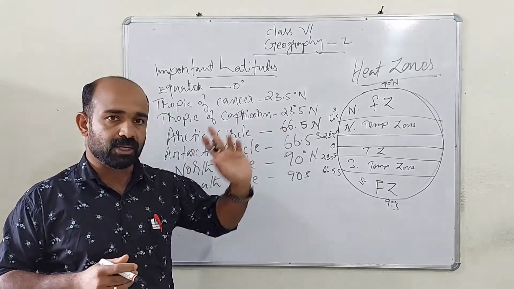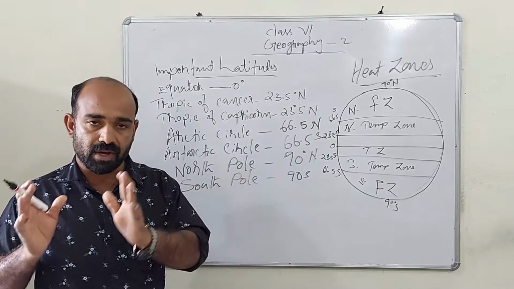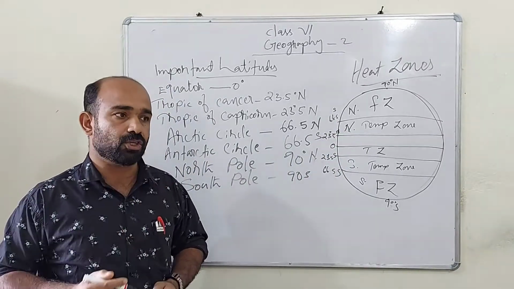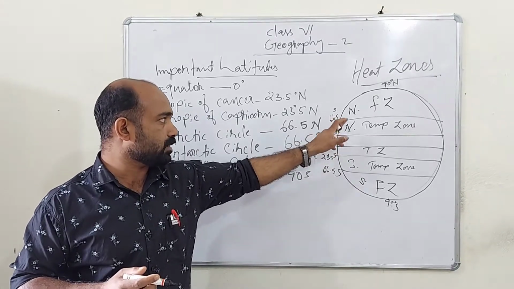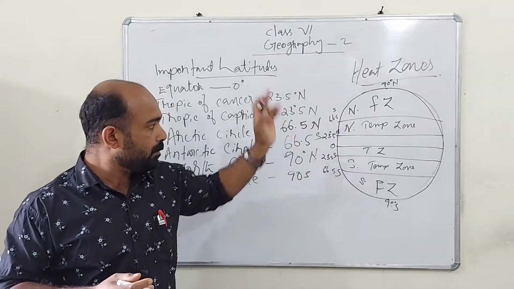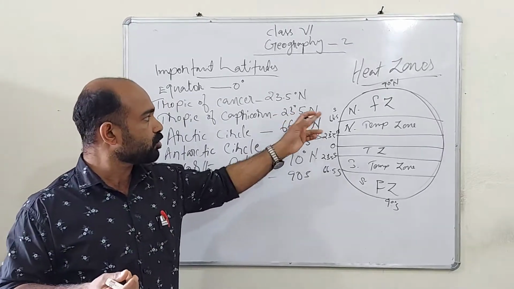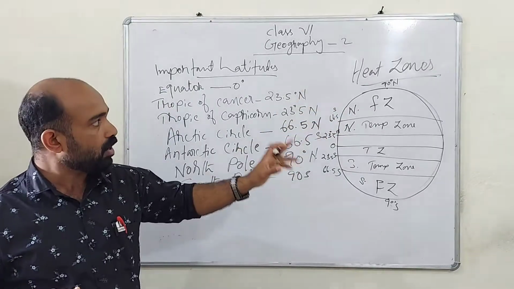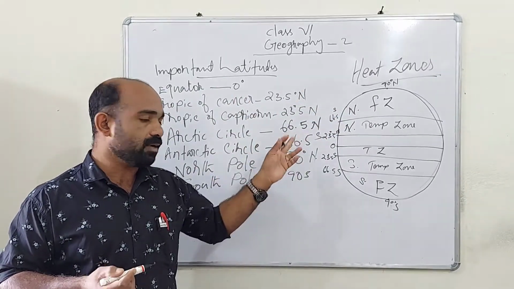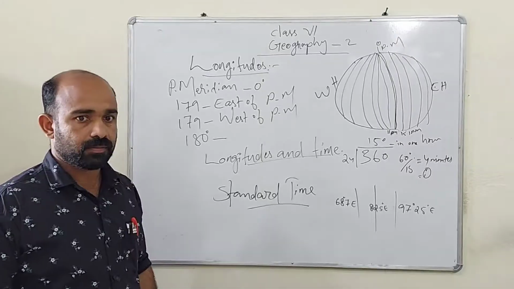So there are mainly three climatic zones. Between the Tropic of Cancer and Tropic of Capricorn, it is known as the torrid zone. Between the Tropic of Cancer and Arctic Circle, the North Temperate Zone. Between the Tropic of Capricorn and Antarctic Circle, the South Temperate Zone. Between the Arctic Circle and North Pole, the North Frigid Zone. Between the Antarctic Circle and South Pole, it is the South Frigid Zone.